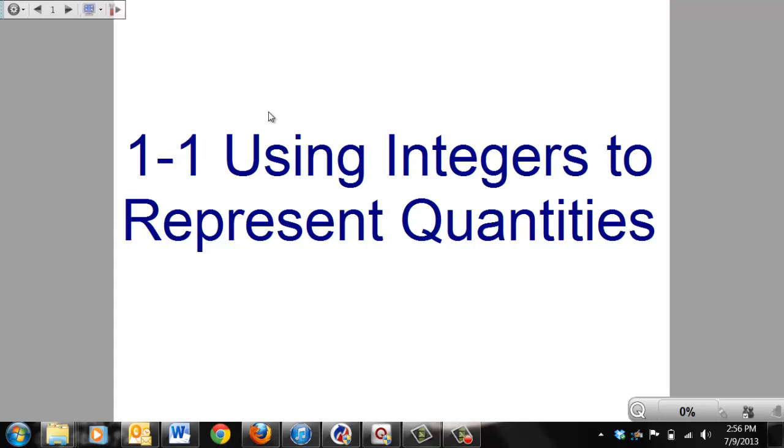Anyhow, on to the lesson. Chapter 1, Section 1, using integers to represent quantities.